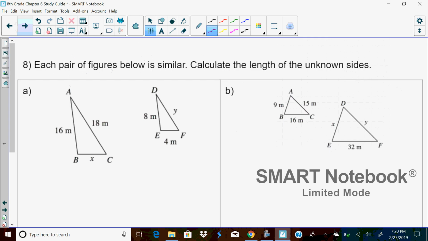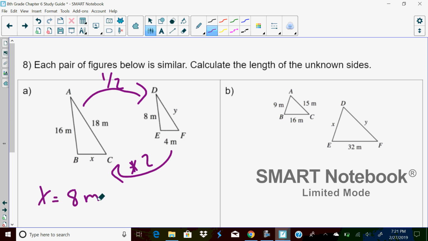Next one, each pair of figures below, calculate the length of the unknown side. So this first one, I know that it depends on which way I go. This way, I am multiplying by half. This way, I am multiplying by 2. So to find x, I do 4 times 2, so x equals 8 meters. To find y, I do 18 divided by 2, so y equals 9.